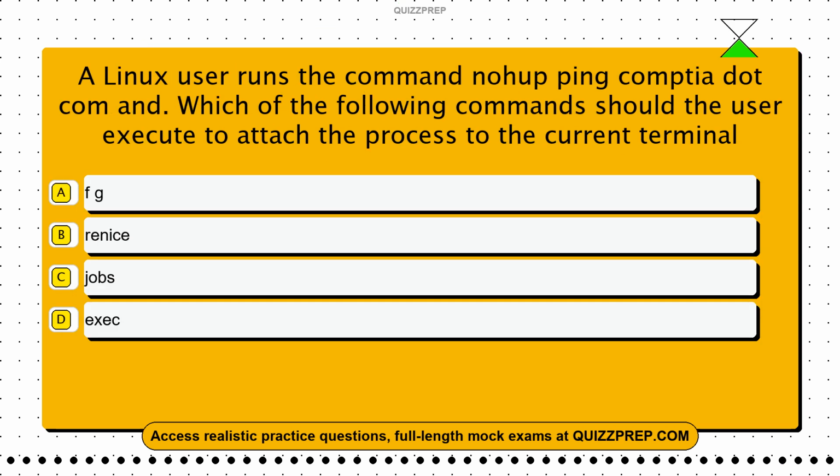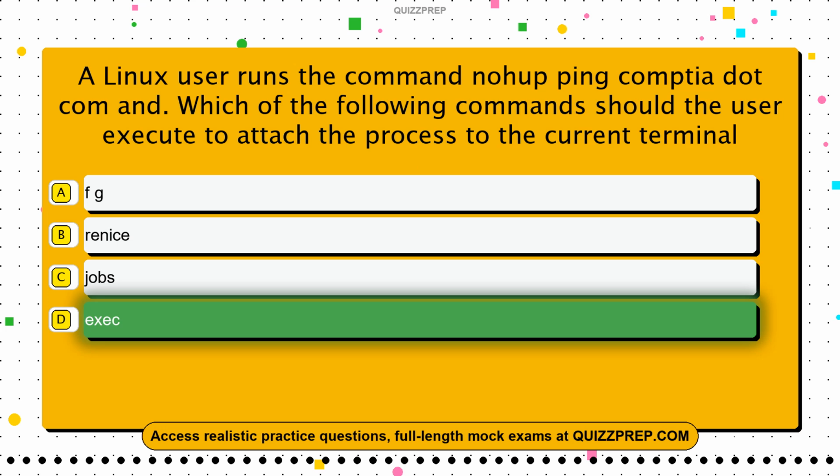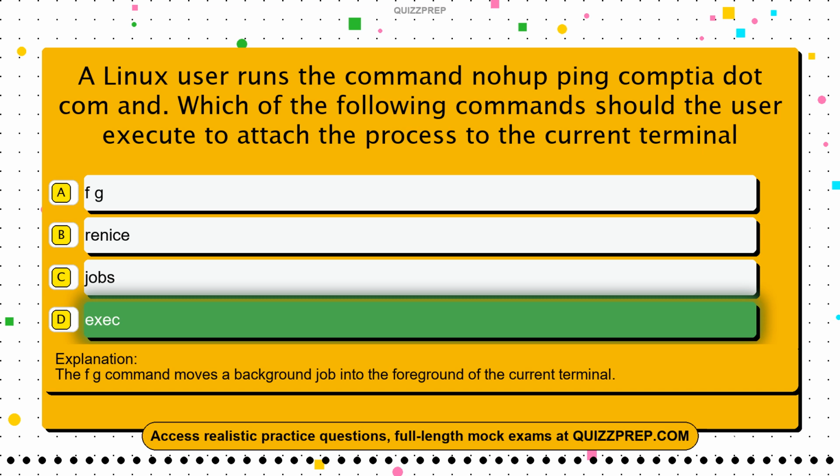Question 43. A Linux user runs the command nohup ping comptia.com, and which of the following commands should the user execute to attach the process to the current terminal? Option A, fg. Option B, renice. Option C, jobs. Option D, exec. The correct answer is option D, exec. The fg command moves a background job into the foreground of the current terminal.